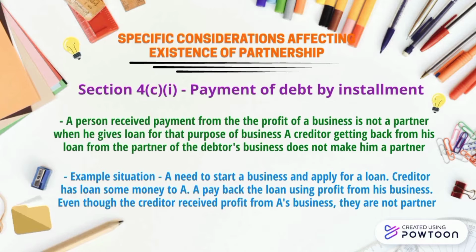A person receives payment from the profit of a business is not a partner when he gives loan for that purpose of business. A creditor getting back from his loan from the partner of the debtor's business does not make him a partner. Example situation: a need to start a business and apply for a loan. Creditor has loaned some money to A. A pay back the loan using profit from his business. Even though the creditor received profit from A's business, they are not partners.